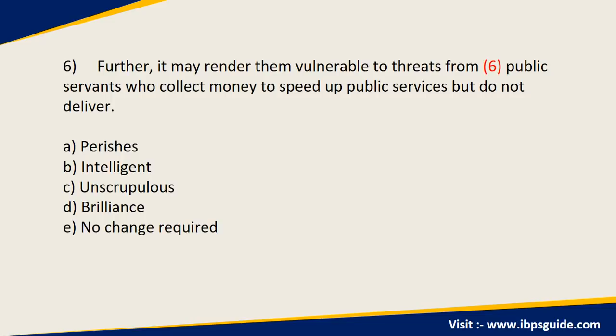All right, C, unscrupulous. What does unscrupulous mean? This is an adjective that is used to describe people who have no morals, who are not honest, and they're doing unfair things, right? So this makes perfect sense in the context because we're looking to describe the public servants who are taking bribes. So if you say unscrupulous public servants, it fits the sentence perfectly and it's also grammatically correct, right? So let's take a look at option D anyway. It says brilliance, which is in its noun form. So this couldn't have been used in the sentence. Therefore, our correct answer is option C, unscrupulous.